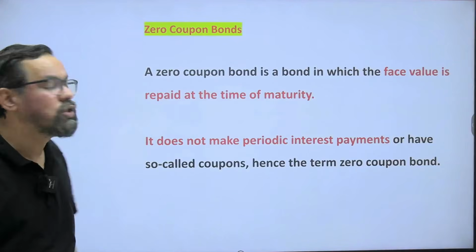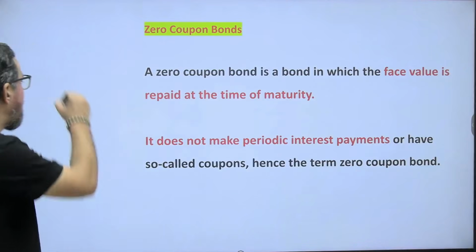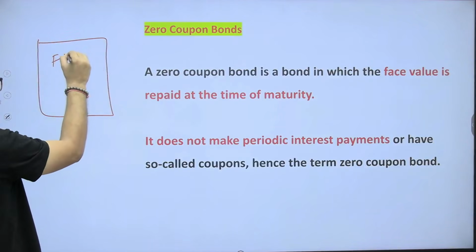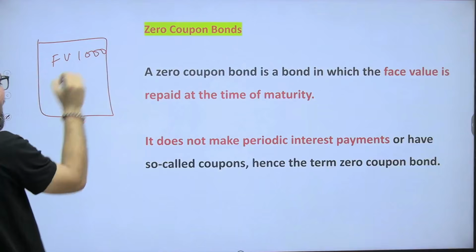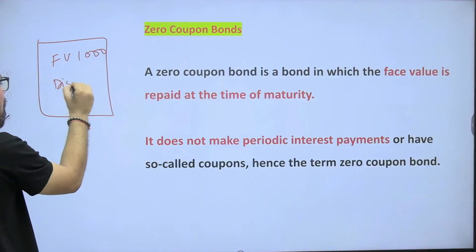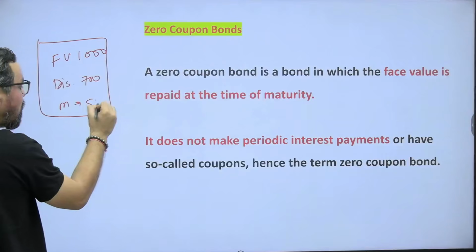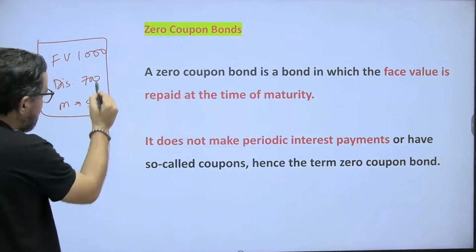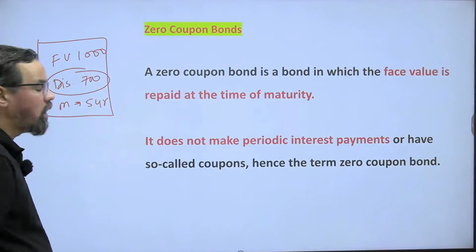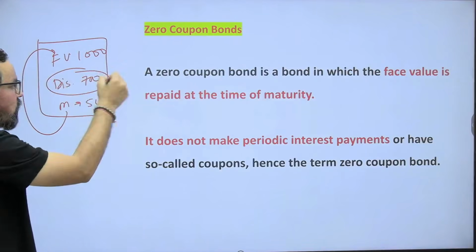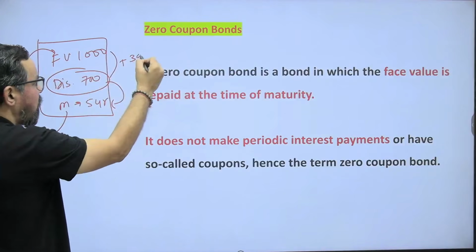Then we have zero coupon bonds, as I gave you an example. These are bonds that get issued at a discount. Okay? So the face value was 1000 and it got issued at a discount of 700. Maturity is 5 years. So the case is simple. You pay us 700 rupees as of now. At the time of maturity, we will pay you 1000 rupees. So you will get 300 rupees return from this particular bond.